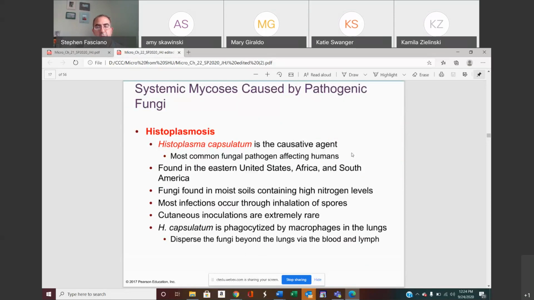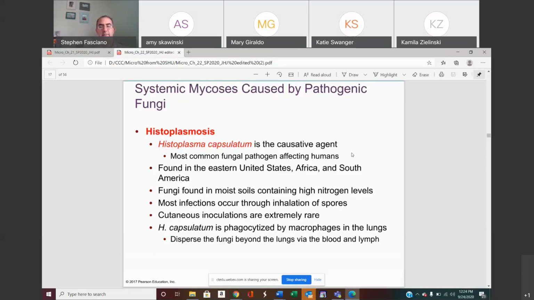Getting a cutaneous inoculation is very rare. What do you think cutaneous inoculation is? Into the skin. Into the skin, right? So it's rare that you would actually get it through your skin. It's more likely that you would inhale these spores from the environment.